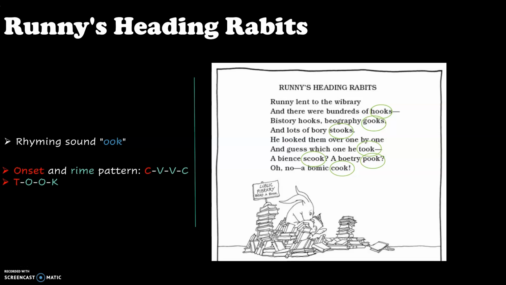And the onset and rhyme pattern of these is a consonant, vowel, vowel, consonant. So you see the consonant of the H or the T in took, then the vowels of O, and then the consonant of K. So take this time now to go into the worksheet or into your T-chart and just make a note of the real words in the left column and the silly words in the right column and color code them based on the onset and rhyme.